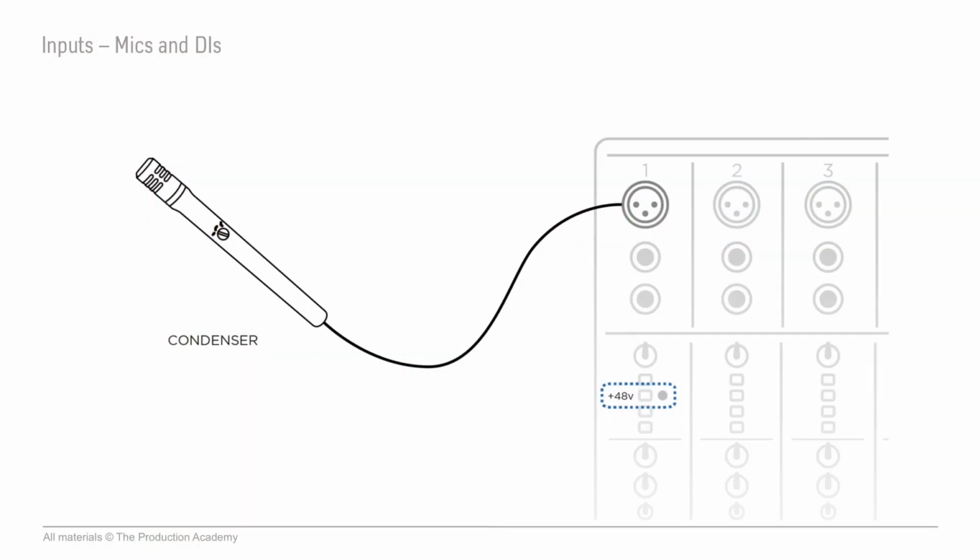Condenser mics are a little different than dynamics. They sound smoother and are a little more sensitive, but they also tend to be more expensive and fragile. Condensers also need phantom power. This is 48 volts sent through the mic cable and is turned on with a button on the console, usually marked something like plus 48 or 48V.